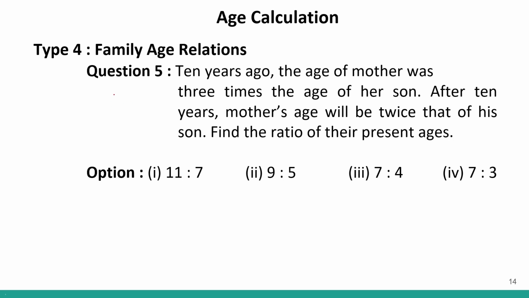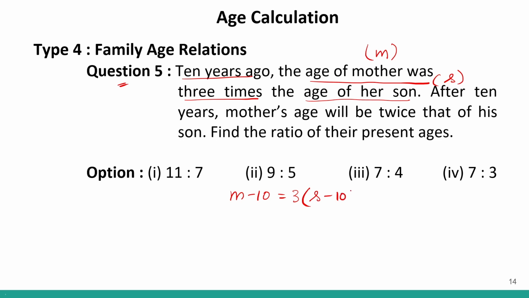Clear? Question number 5. 10 years ago, the age of the mother was 3 times the age of her son. So let the mother's age be M and the son's present age be S. So 10 years ago, M minus 10, she was 3 times the age of her son, S minus 10. If I open this up, it will be M minus 10 equals 3S minus 30. So M will be equal to how much? If I take 10 this side, it will be positive. It will be 3S minus 20.